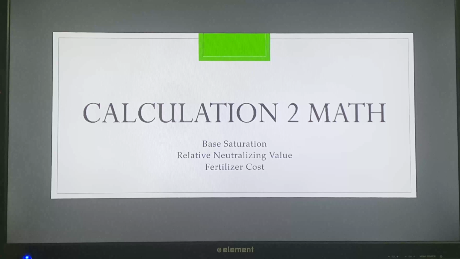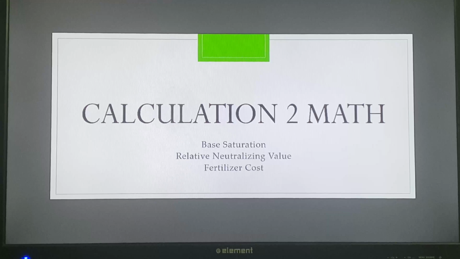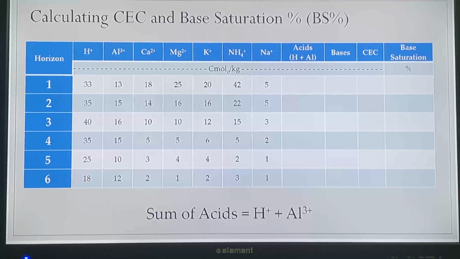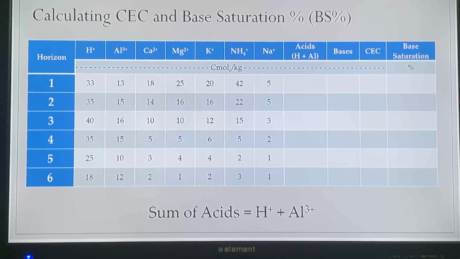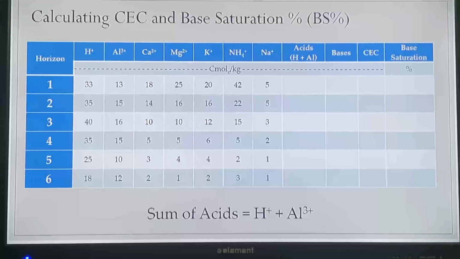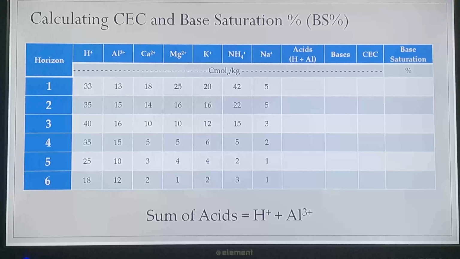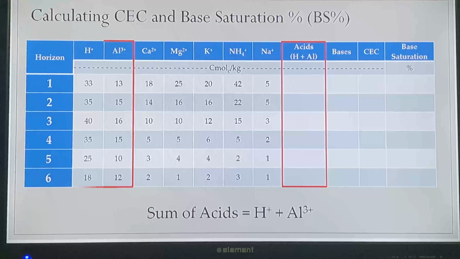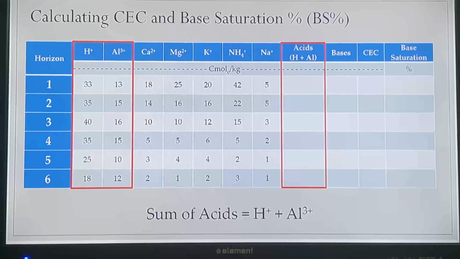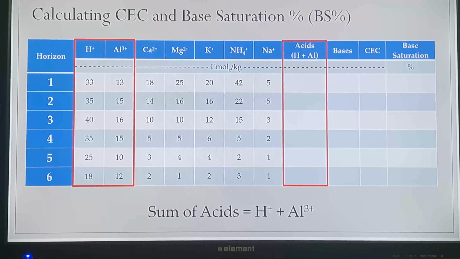All right, so we're going to go over base saturation, relative neutralizing value, and fertilizer cost. When we're talking about calculating our cation exchange capacity, the CEC, and our percent base saturation, all this really is just a little bit of math. The way that we go about doing that is we will sum the acids, our acids being hydrogen and aluminum. So go ahead and sum all your hydrogens and your aluminums.